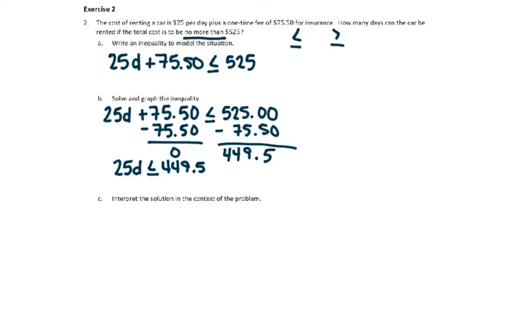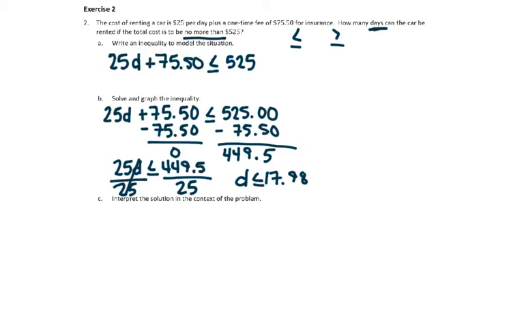Now, anytime I see a number being multiplied by a letter or a number next to a letter, I know that it's being multiplied. So here, in order to get D all by itself, I need to do the opposite of multiplication. So I'm going to divide both sides by 25. And I end up with D. We're going to keep our inequality symbol the same because we did not divide by a negative number. So D is less than or equal to 17.98.